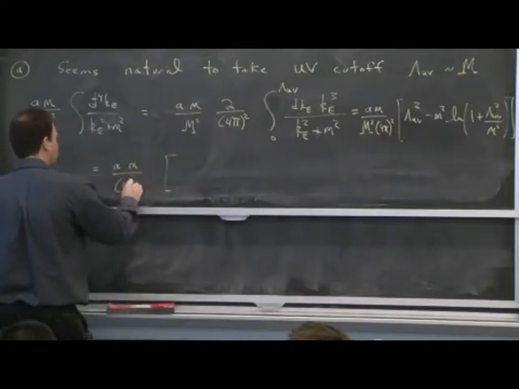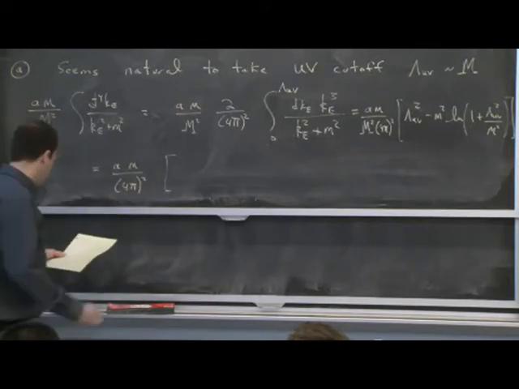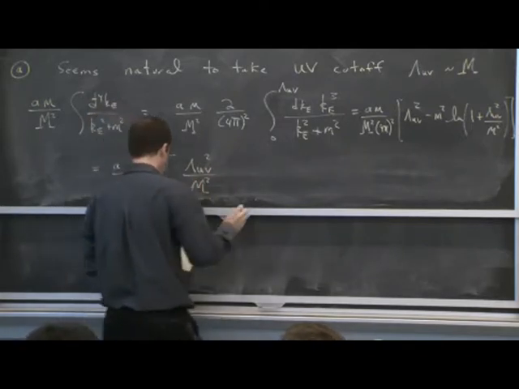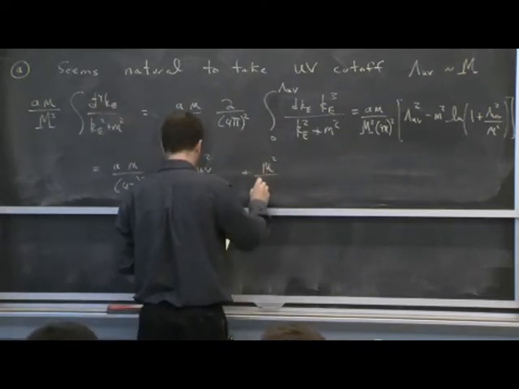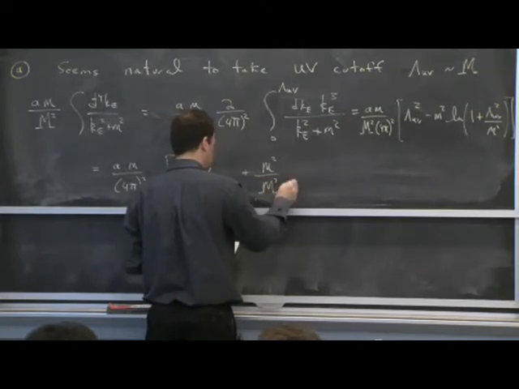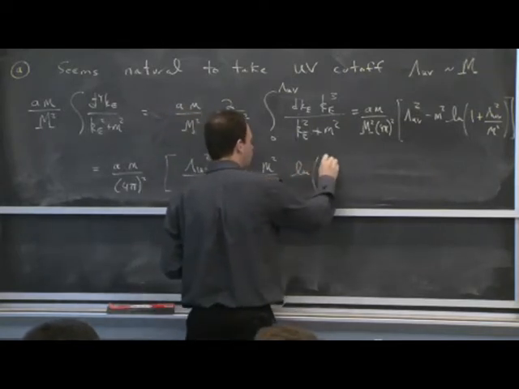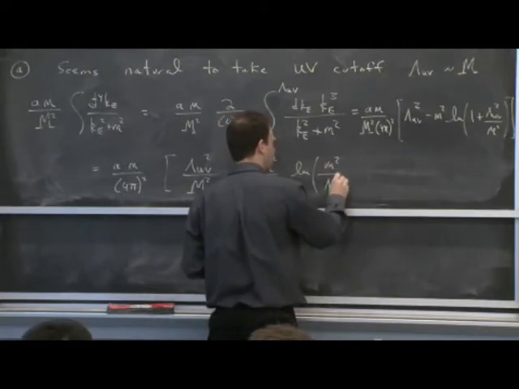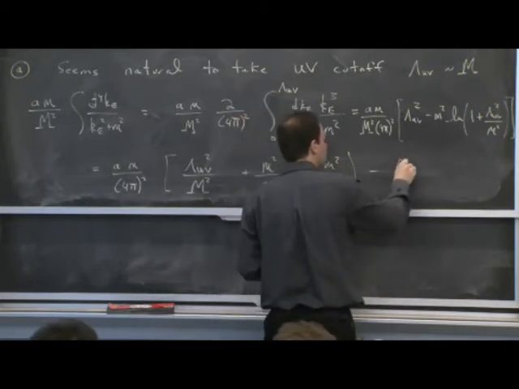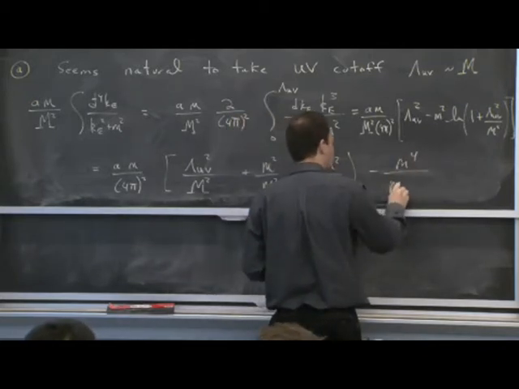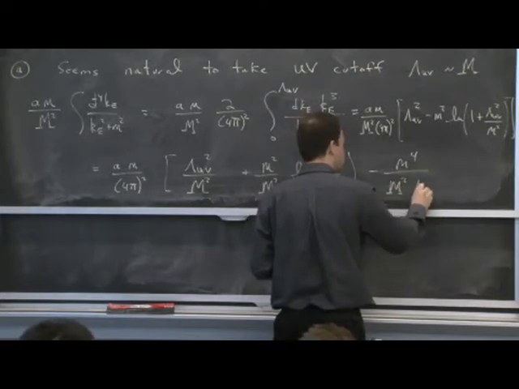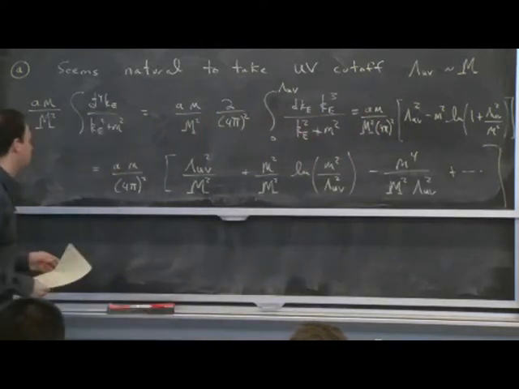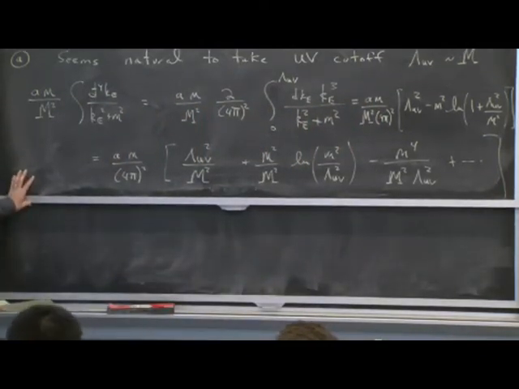Let me pull out an M over 4 pi squared. So there would be a logarithmic term. There's this lambda UV squared over capital M squared if I put that factor in. And then there's some constant. So everything I'm writing in the square brackets here is dimensionless. This has the right dimensions of a mass.